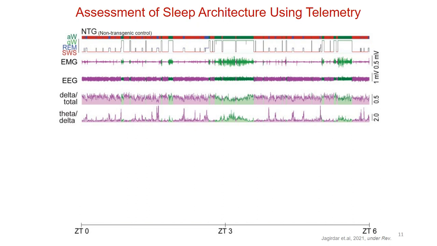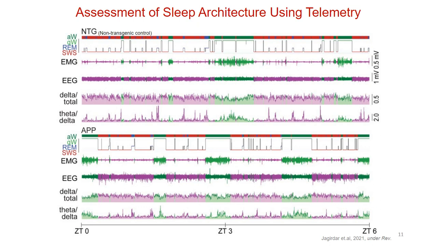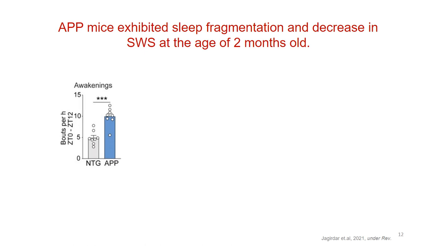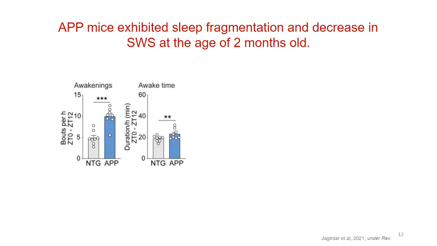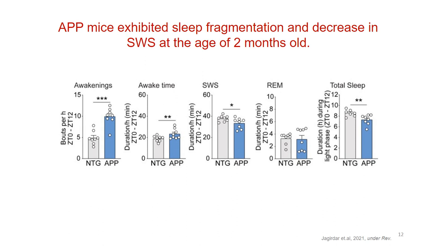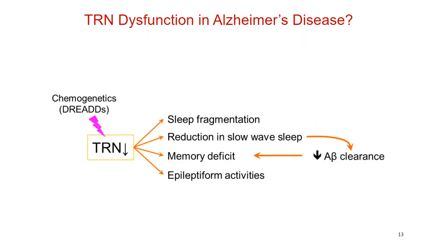And now if we compare the sleep of an NTG mouse with an APP mouse, there are more awake bars and a low amount of this flat red line that indicates slow wave sleep in comparison to the NTG mouse. We can clearly see that the APP mice are awake double the amount of time than NTG mice, spend more time in awake duration, significantly less time in slow wave sleep duration, and also show a decrease in the total amount of sleep. So based on this observation, we hypothesized that a hypoactive TRN could lead to sleep fragmentation and reduction in slow wave sleep, resulting in impaired A beta clearance, which ultimately has a causal effect on memory deficit.